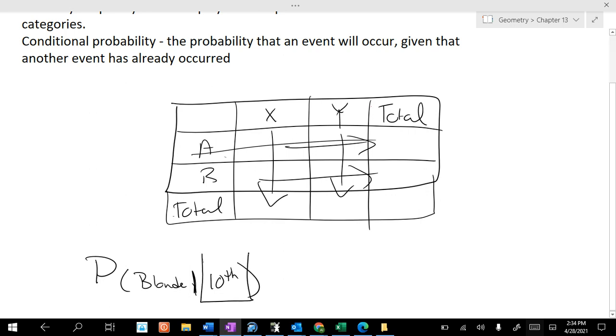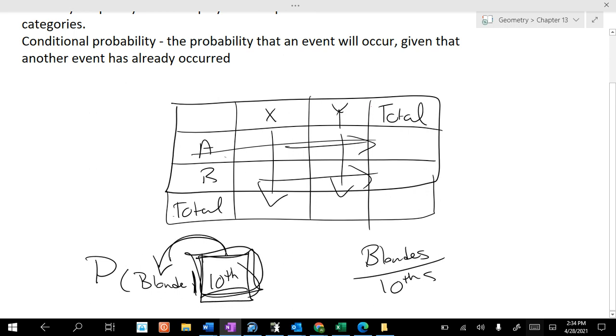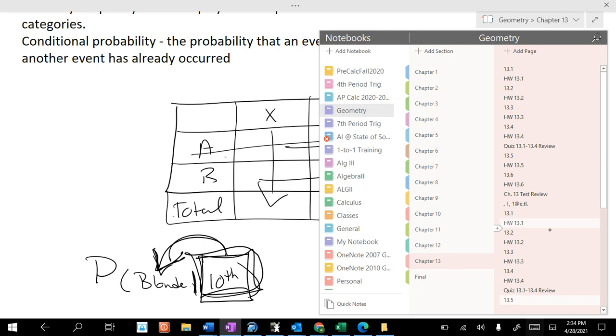So you have to take this group and figure out that, okay? And it's going to be blondes over sophomores, okay? So that's conditional probability. So given that we have these people, how many of these people are there? These people over these people, okay? You'll see that in our first question here.